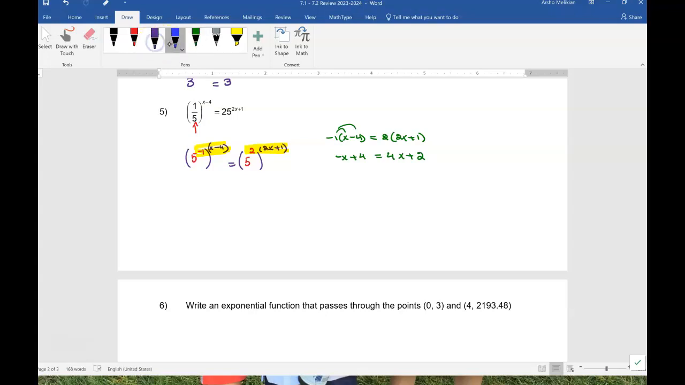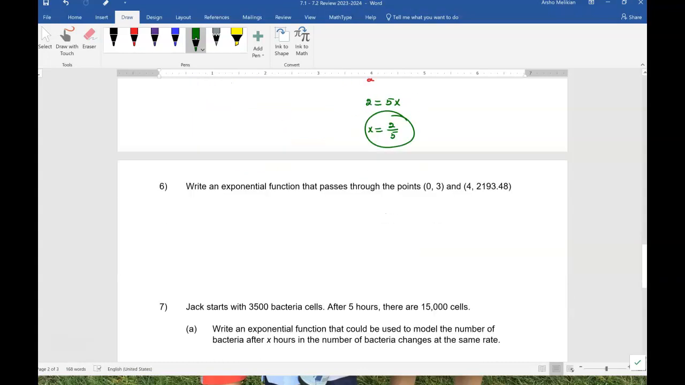Okay, now I'm going to add x to both sides. So I'm going to get 4 equal to 5x plus 2. Subtract 2. 2 equals 5x. Divide by 5. So x equals 2 over 5. Now, because the domain for exponential functions is always all real numbers, you don't have to worry about extraneous solutions. Okay, so that's one thing. Now, let's move on.